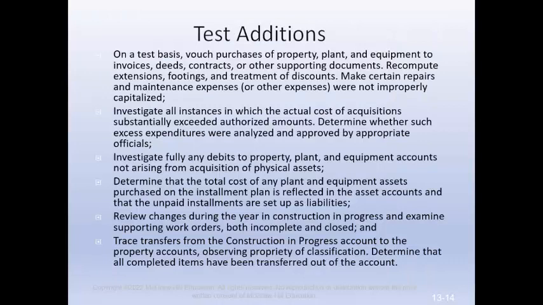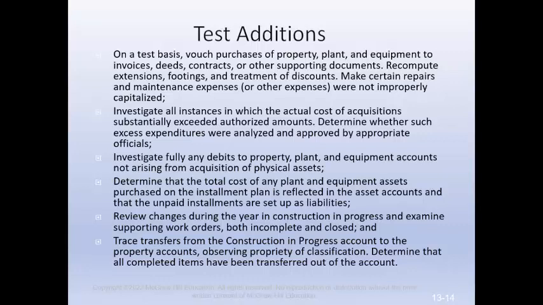The vouching of additions to property, plant, and equipment accounts during the period under audit is one of the most important substantive tests. The extent of the vouching is dependent on the auditor's assessment of control risk for the existence and valuation of plant equipment. On a test basis, the auditor vouches purchases of property, plant, and equipment to invoices, deeds, contracts, or other supporting documents. They recompute extensions, footings, and treatment of discounts, investigating all instances in which the actual cost of acquisitions substantially exceeded the authorized amounts and determining whether such excess expenditures were analyzed and approved by appropriate officials.